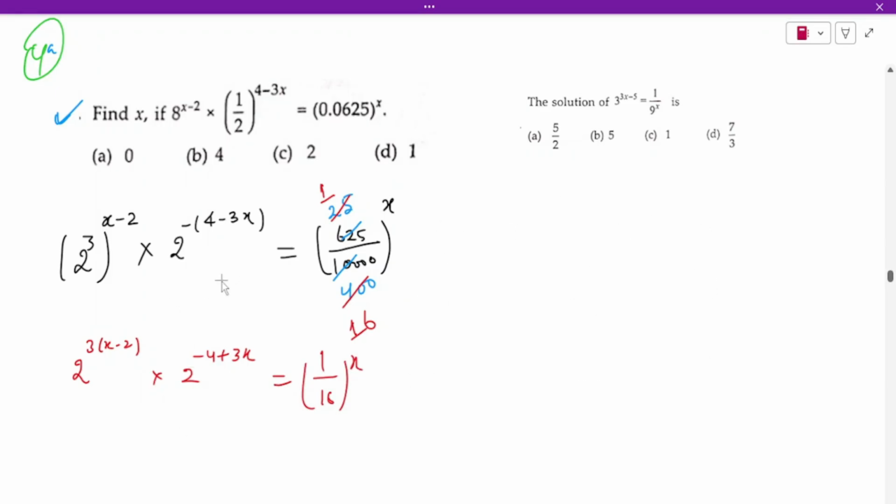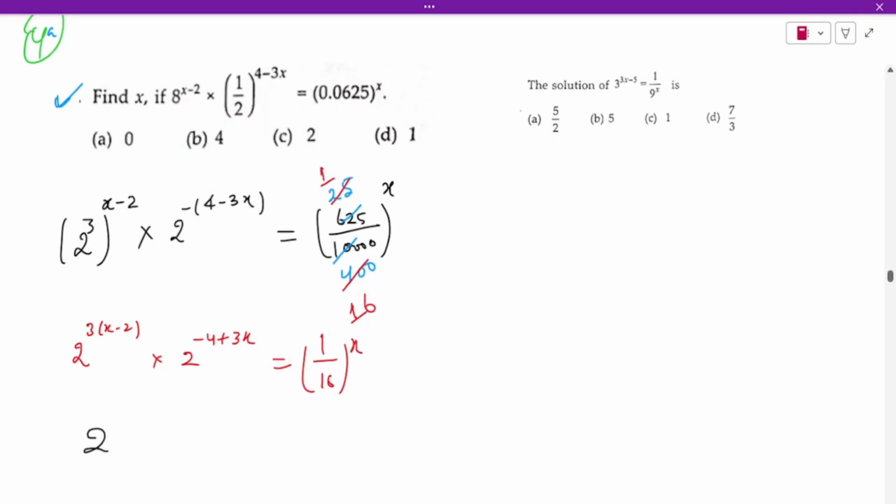So now we just have to simplify the LHS. As the base is same, the powers will be added. So 2 to the power 3 times x minus 6, and then we need to just add this value 3x minus 4. On the right this is 1 by 16, and 16 is 2 to the power 4, whole power x.